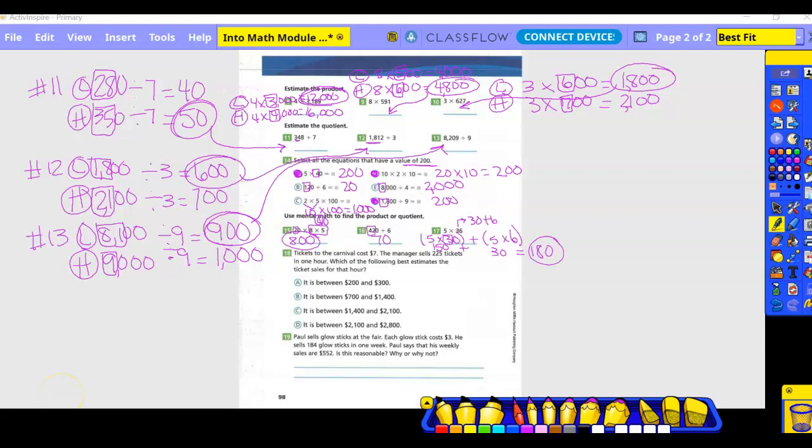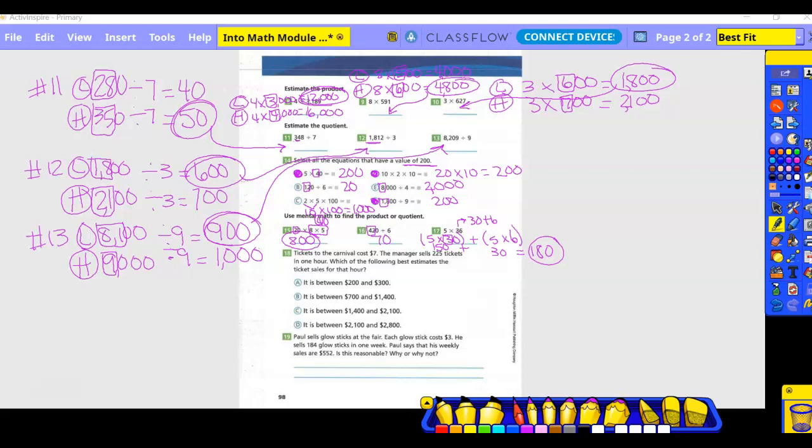Use mental math to find the product or quotient. Now, mental math is technically in your head, but I want to see your work. So your work should be pretty simple and straightforward. So we took 8 times 5 first and got 40. Then we took 40 times 20. So we took the 4 and the 2, which got us 8, and added 2 zeros for 800.